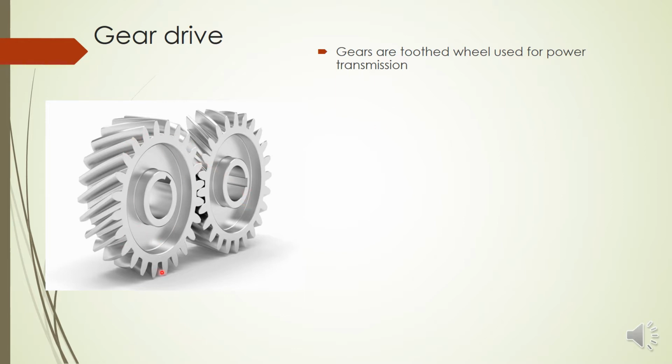So we can see two circular discs are there, and on the periphery of the disc we have teeth, cut at equal distance with equal width also, and they will be meshing with each other. So gears mean toothed wheel used for power transmission.